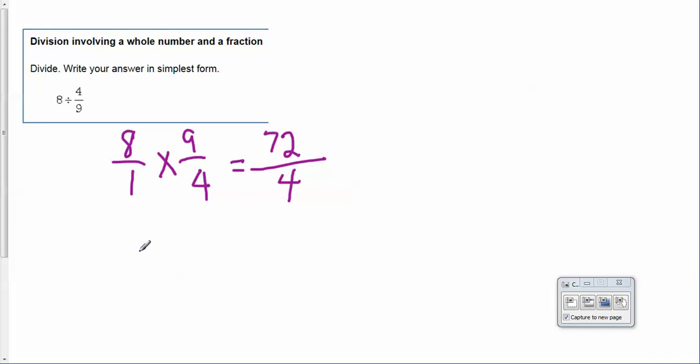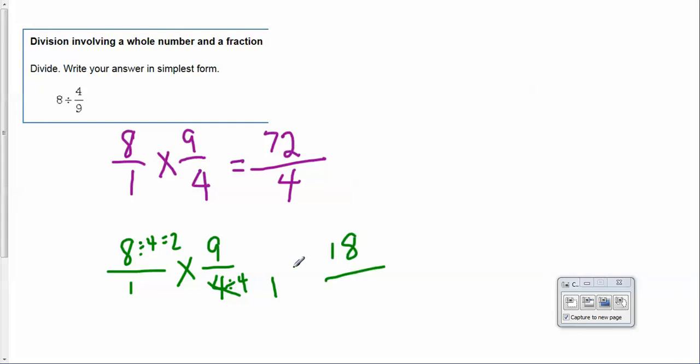Or, if you like to cancel first, you can do some cross-canceling and think about this 4. Can I get a factor of 4 out of that? Yes. 4 divided by 4 equals 1. And 8 divided by 4, I can do that on the top, equals 2. 2 times 9 equals 18. 1 times 1 equals 1.